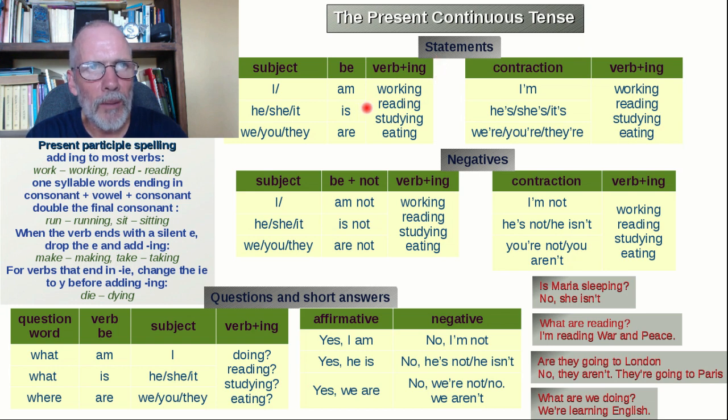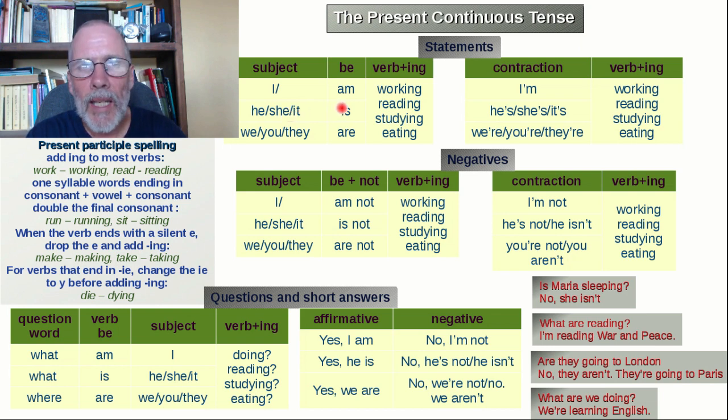And to form the present continuous statement, we need first of all to use the subject. Here we have the subjects. I is the first person singular. Then we have he, she, or it. These are the third person singular subjects. And finally we have we, first person plural, you, second person singular or plural, and they, third person plural. Of course, we saw these same subjects with the present simple tense in the previous section.